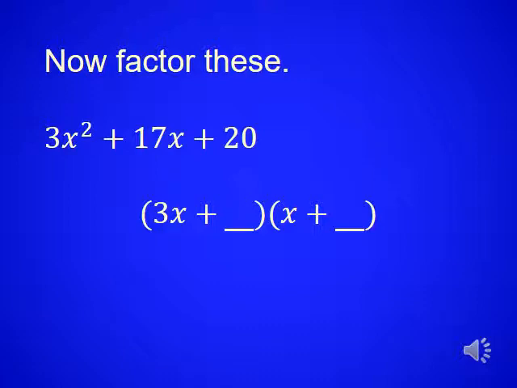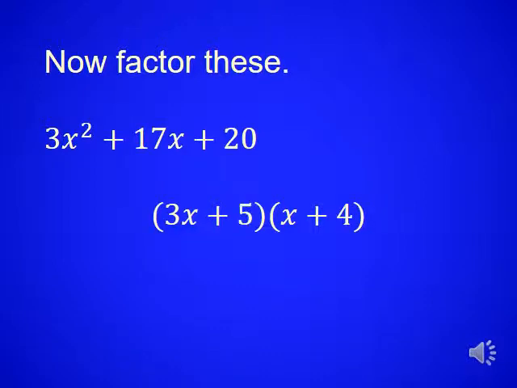What we're going to do now is think about what do I multiply to get 20. That's the same as what we've done in most of these problems. But there's nothing you can multiply to get 20 that's going to add up to 17. However, we can still do this problem. By far the most common way to get 20 is 5 times 4, and it does turn out the right answer to this problem is 3x plus 5 times x plus 4.